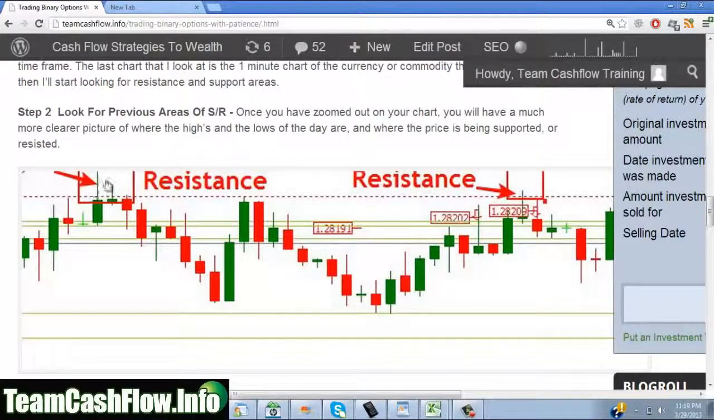And so what you could do is just draw a resistance line, as you see here. Here's where the bears entered the market, and higher prices were rejected and pushed back down. This is where you can get in. You could have got in with a put option here, and you would have won this trade. Same thing with this trade right here. So it's just watching where these areas of resistance or support are. Price could move down here.